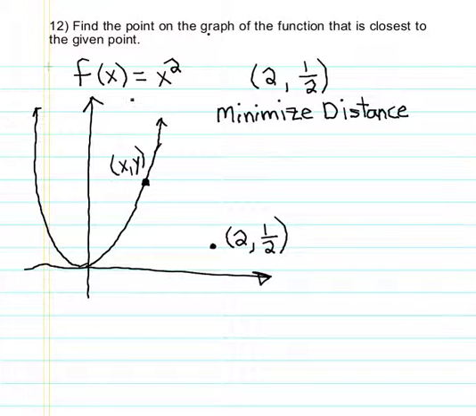The function given is f of x equals x squared, or a parabola. The given point is (2, 1/2), this point over here. And what we're trying to do is minimize the distance between this point, (x, y), and the point down here, (2, 1/2). That's a straight line, believe it or not.